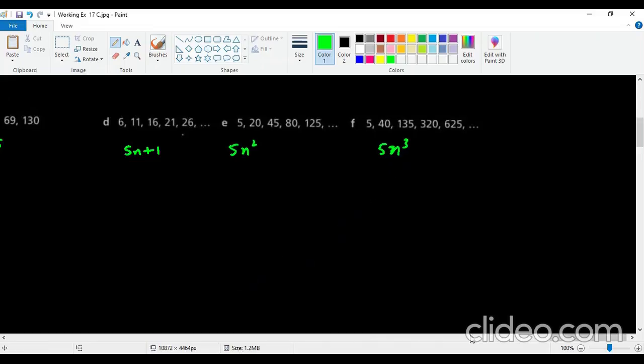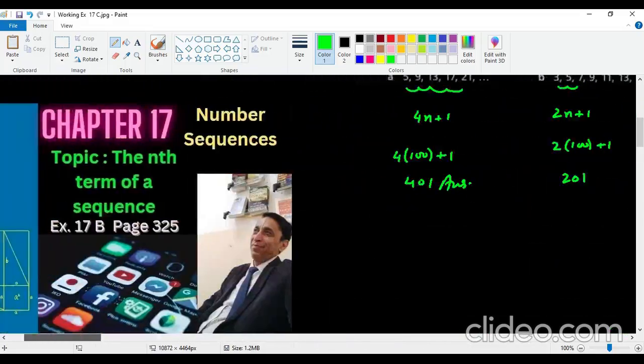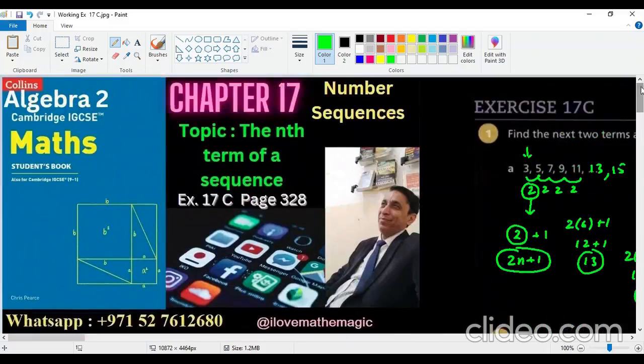This was the last question of this exercise, and taking you back to where we started, this was exercise 17C, and very soon I'll be uploading exercise 17D for you to have a look and see how the questions are done.